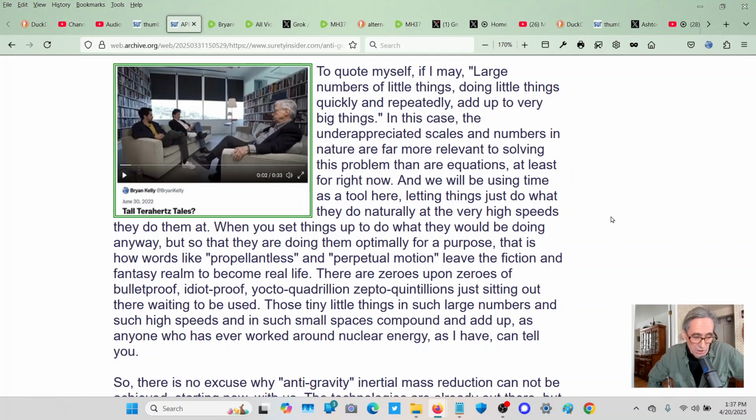There are zeros upon zeros upon zeros upon zeros of bulletproof, idiot-proof octo-quadrillion zepto-quintillions just sitting out there waiting to be used. Those tiny little things, in such large numbers, and at such high speeds, and in such small spaces, compound and add up. As anyone who has ever worked around nuclear energy, as I have, or seen Oppenheimer twice in the theater, as I have, you have, many of you know what energy density is. This is what we're talking about, pulling it through.